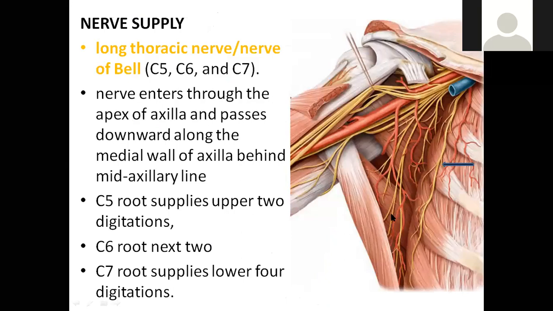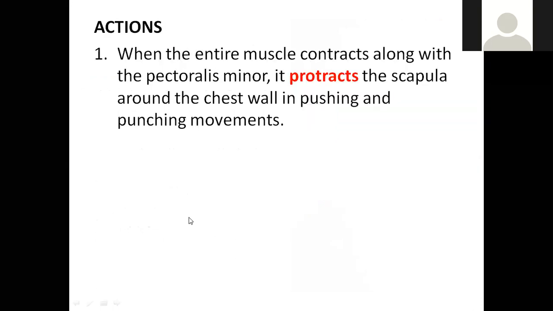Okay. Now coming to the nerve supply of this muscle, the long thoracic nerve, it's also called the nerve of Bell. So we are also asked what is the root value. C5, C6 and C7 is the root value. The nerve is entering into the axilla through the apex. So which is this nerve? See here, this one, where the arrow has been shown. See, this is the long thoracic nerve which is running over serratus anterior. Okay. So the nerve enters through the apex of the axilla and passes downwards along the medial wall of the axilla behind the mid-axillary line. So C5 root supplies the upper two. You need not give so many details, but this is enough. C5, C6, C7. You will get confused and you can't remember also.